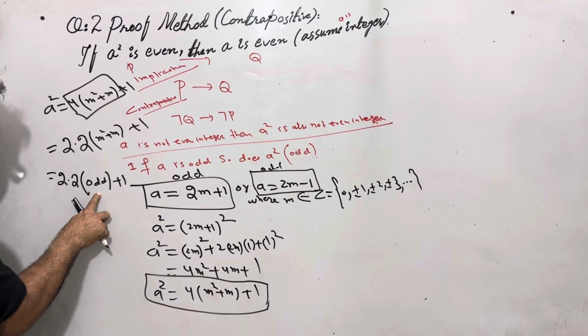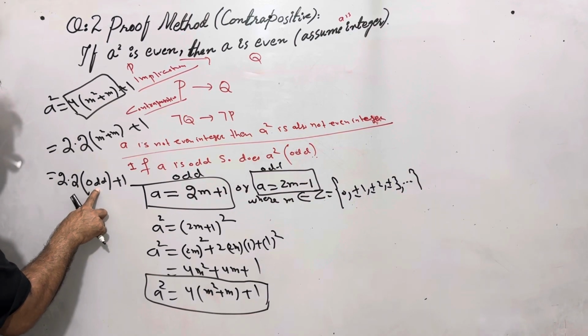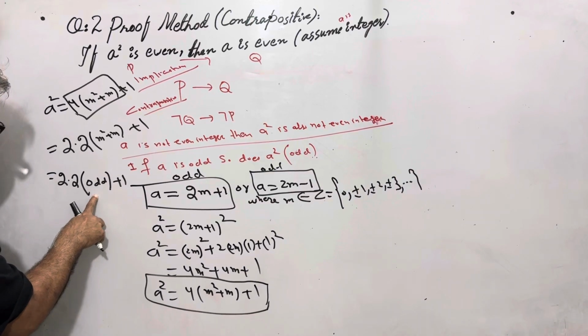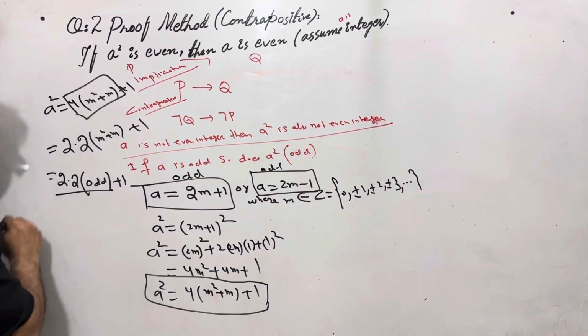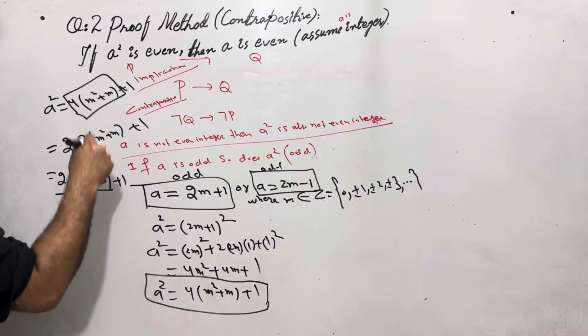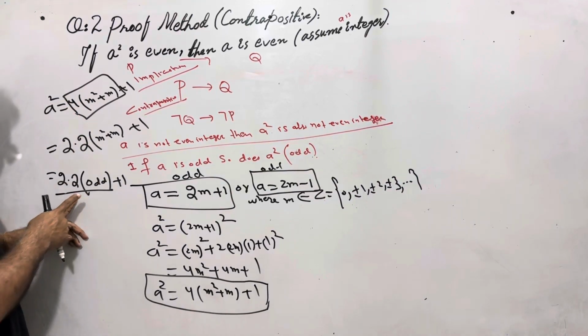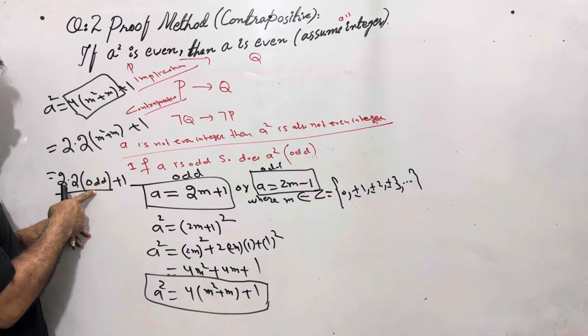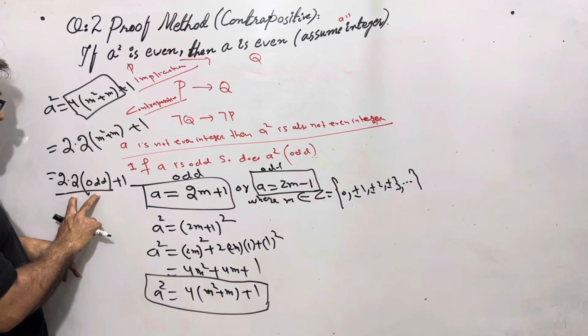Even times odd integer is always even. Take any odd number: 3 times 2 is 6, 3 times 4 is 12, 5 times 4 is 20, 7 times 4 is 28. It will always give us even.